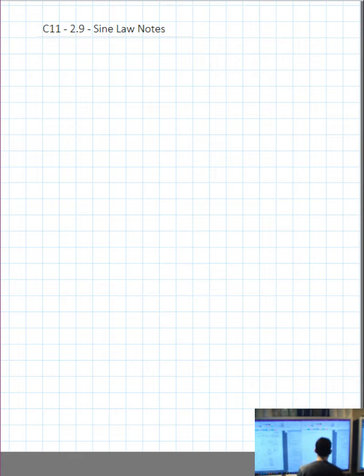Okay, let's take a look at some sine law notes. So you've got the sine law at the top of your note. The formula is a over sine A equals b over sine B equals c over sine C, or sine A over a equals sine B over b equals sine C over c, just mirroring it, or flipping both sides. Typically, we want to put what we're looking for on top.